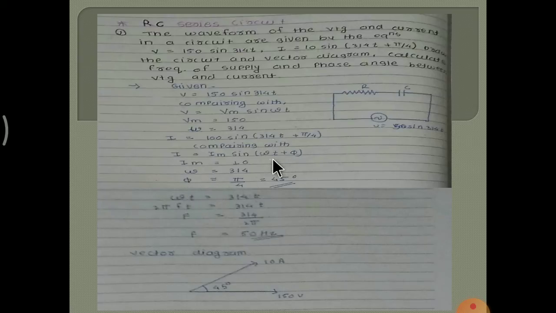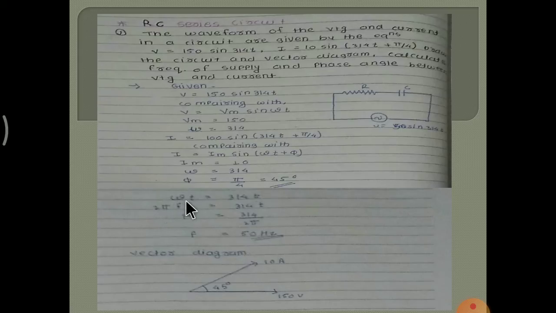This is the omega t plus phi. So this is omega t plus this pi by 4 is the value of phi. Phi is equal to pi by 4, that means 45 degree angle. Phi is a 45 degree angle. So we get directly here the angle between voltage and current.